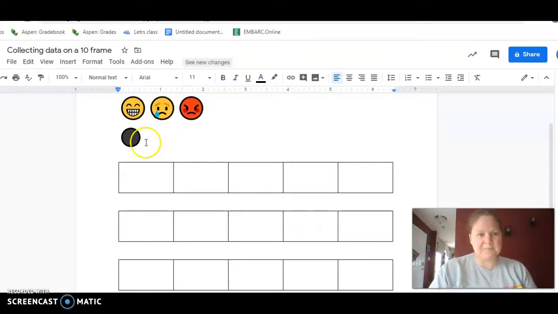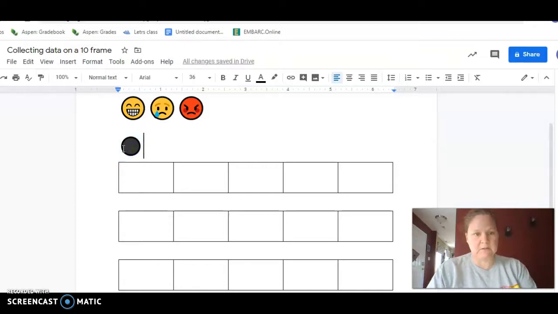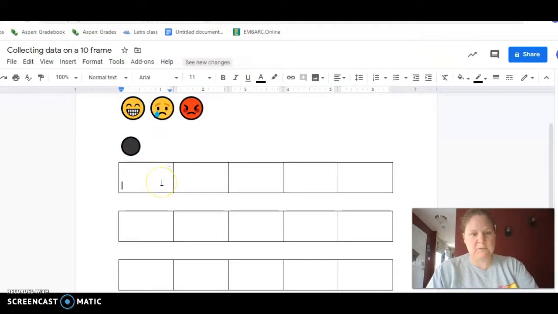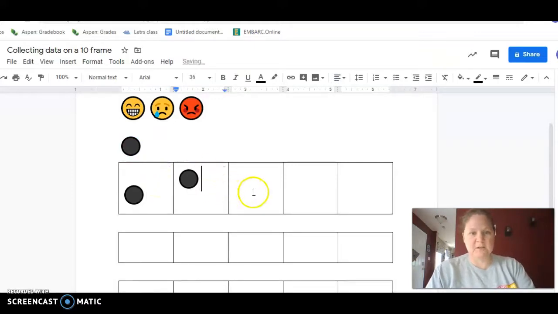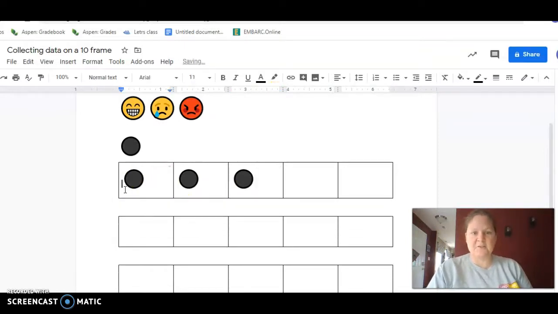And let's say 3 people said they were happy. So I would need 3 circles. 1, 2, 3. So this shows me that I've got 3 people that are happy. I'm going to move this and put my happy face.